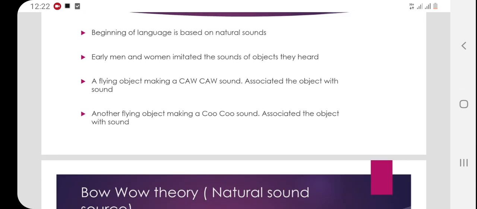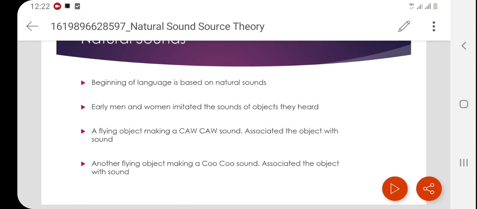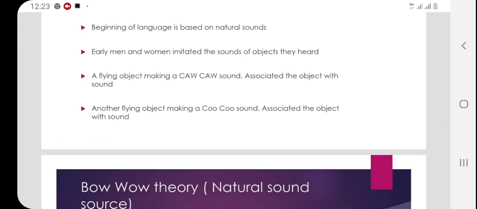An example is given here: a flying object making a caw sound, like a crow flying in the air and making the sound caw caw. So the name was given, from caw caw to crow. Then another flying object, the cuckoo. The sound comes as cuckoo, so its name has become cuckoo. The bird made a sound, and that specific sound became its name. So the sounds have relevance with the words we are speaking, according to the natural sound source.